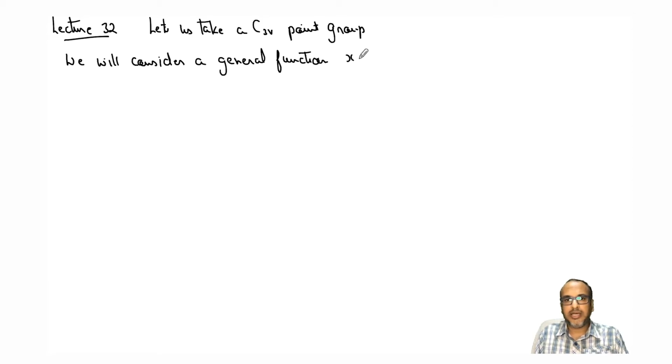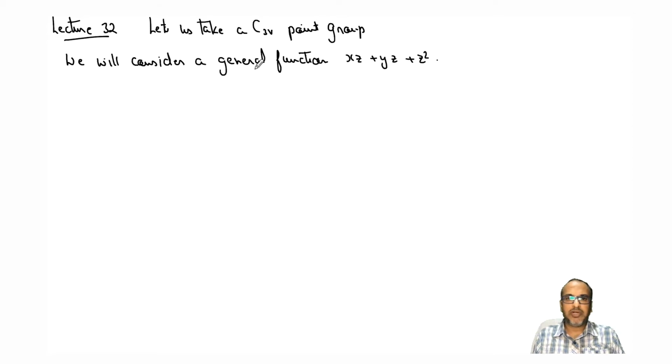Let us say xz plus yz plus z square. And this particular example I am taking, this is a solved example in the Cotton book. So if you have any difficulty understanding, you can also refer to Cotton. But once we do this example, we should be through with how to use the projection operator, and then we will take up unsolved examples also.